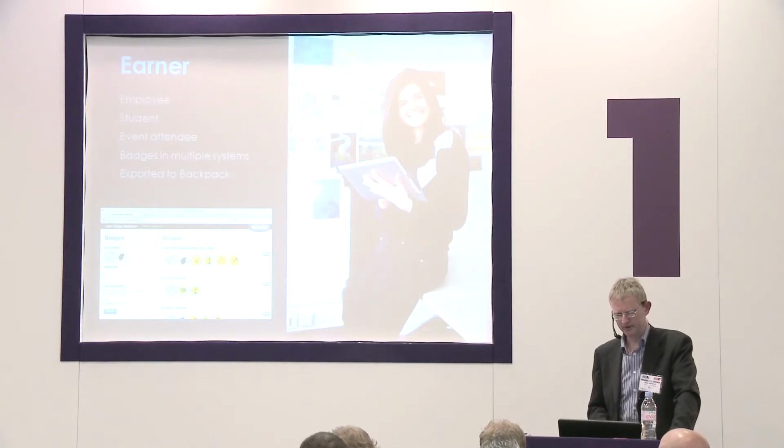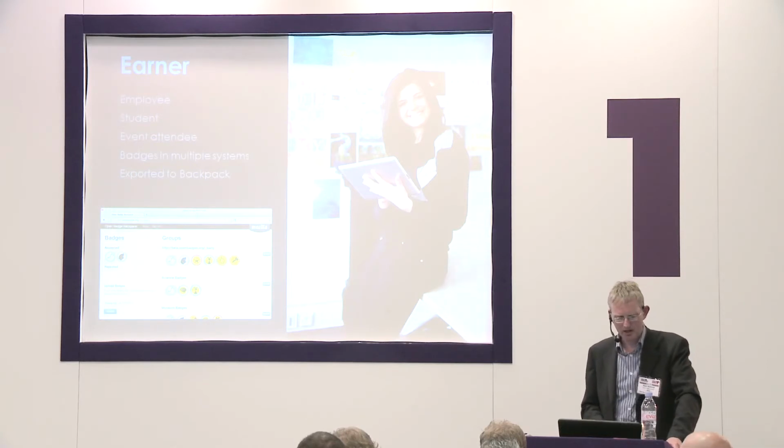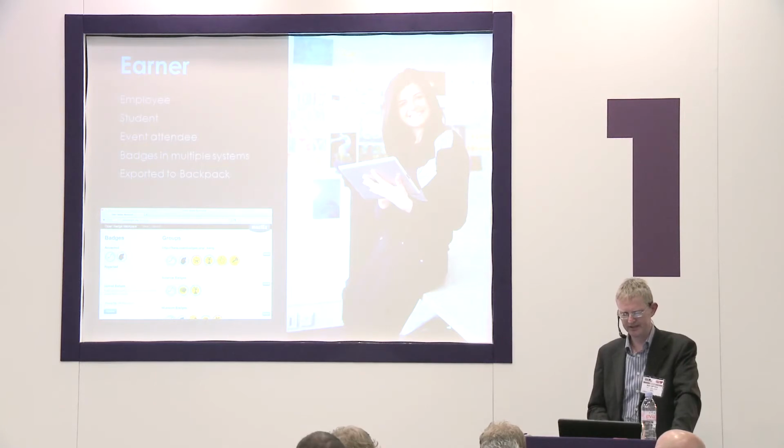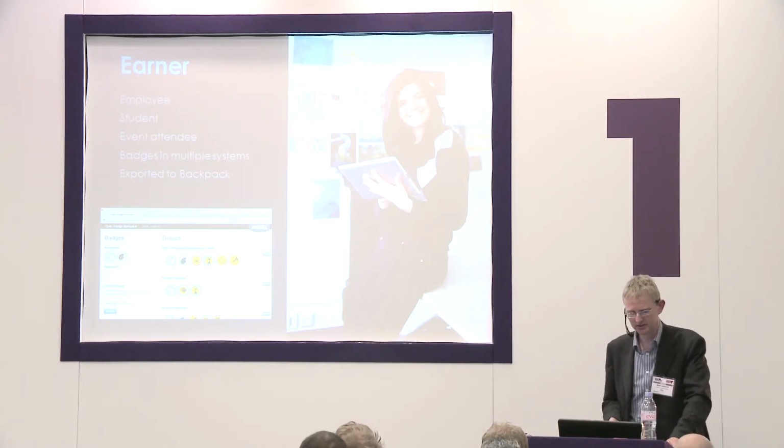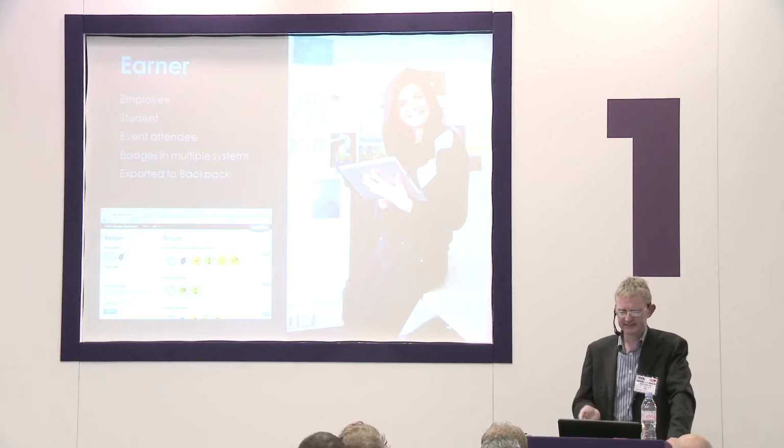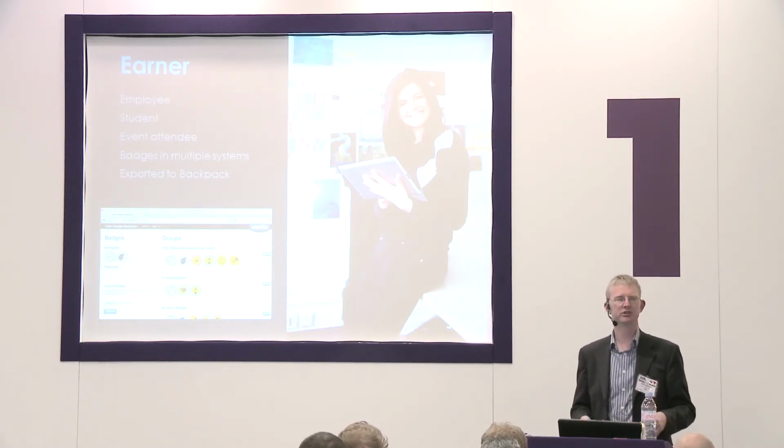So we'll look at a few stakeholders who are involved in the badging system, as it were. The earner is obviously the crucial one, the end user, and these could be employees, they could be college students, university students, event attendees. We're at an LSD event today. There are some events that have already started issuing badges for conference attendees and things like that. So event attendees could be badge earners.